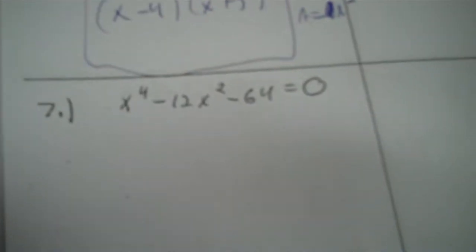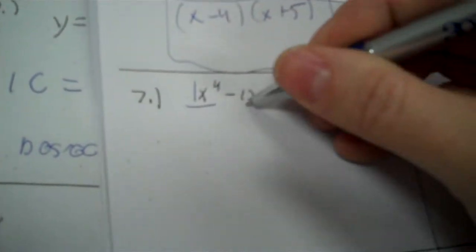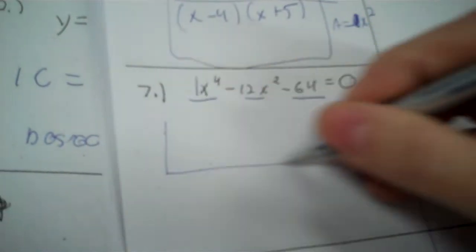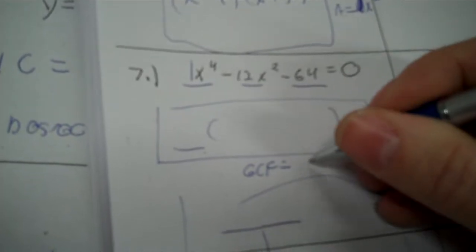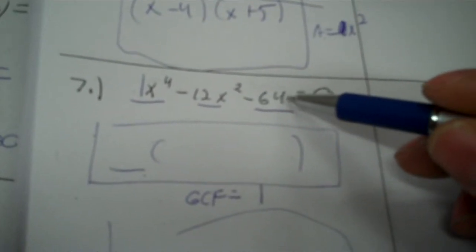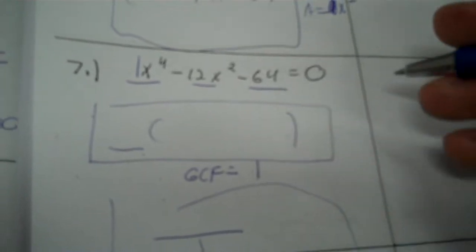Okay, number 7, x to the fourth minus 12x squared minus 64 equals 0. We have 4 roots here because of the fourth power. And then I have to factor 3 terms. So GCF table. GCF of 1, 12, and 64 is 1. We would not take the x this time because that number at the end is already a constant. Okay, so it's just 1. Don't do it.